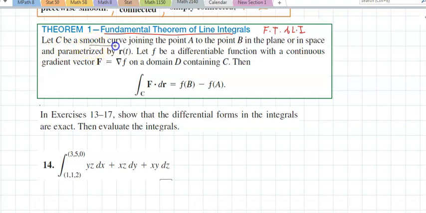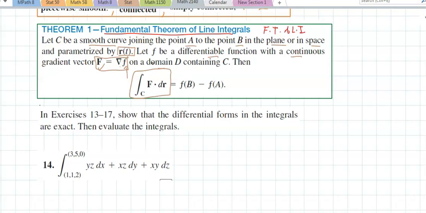Let C be a smooth curve joining A and B in a plane or in space, it doesn't matter. And this is the parametric equation for it. Let F be differentiable and continuous, no exceptions. And suppose we know how to find the potential function. Suppose we know how to find a function f so that when we apply the gradient on this function, we get the vector field. If you are integrating the integral along C of F dot dr, do you know what that is? That's work. That's circulation.